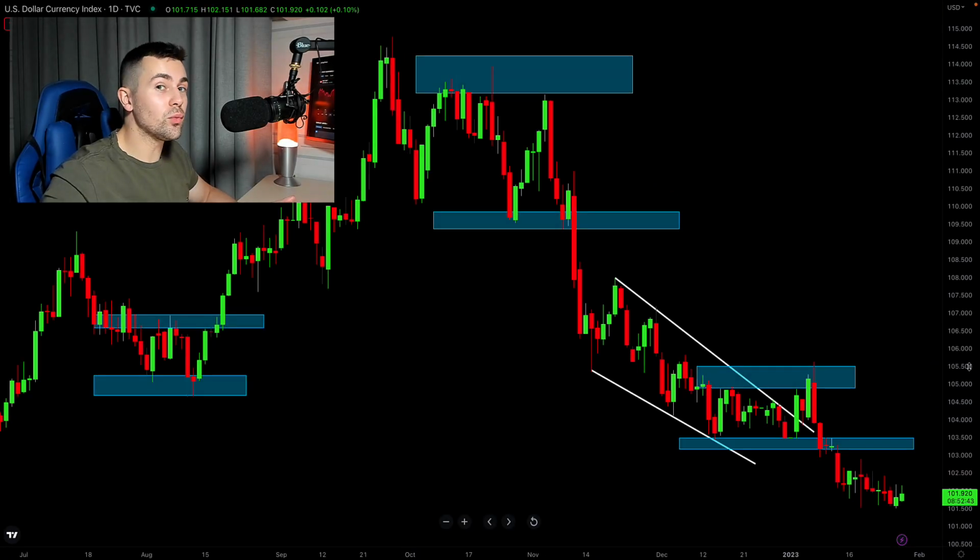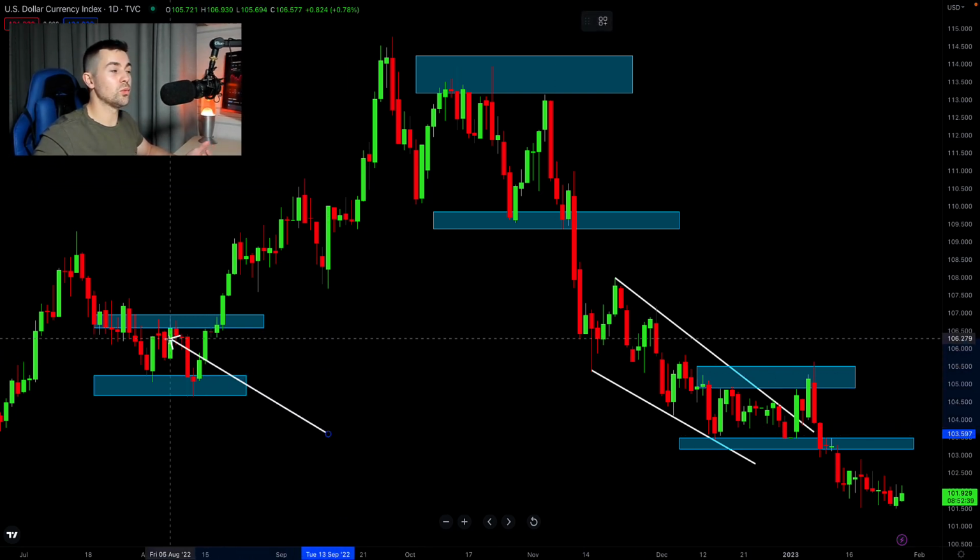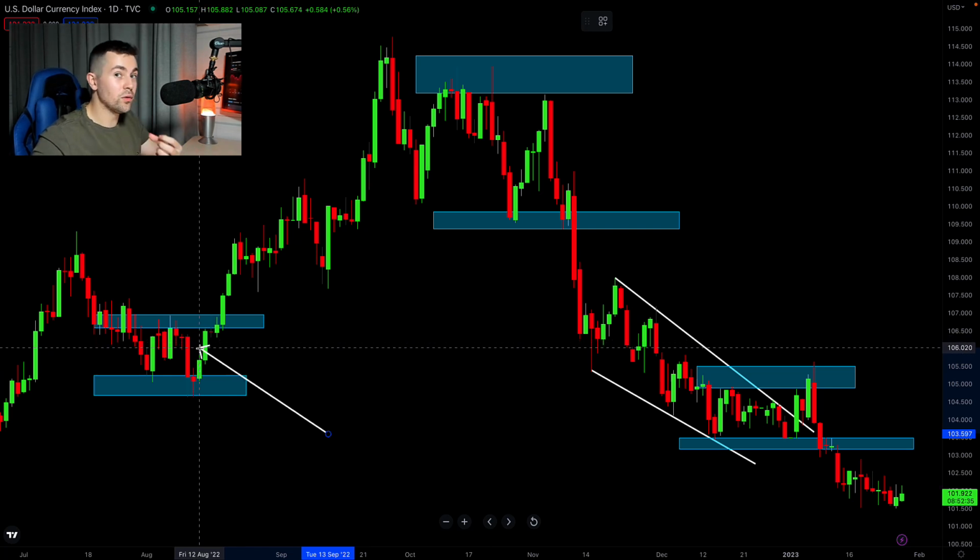Let's take a look at one more example on dollar index. First, over here, the market was accumulating, and here we got a low momentum.